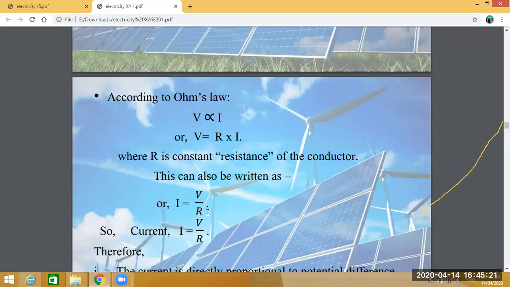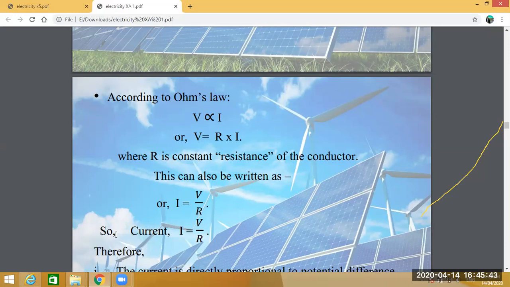This implies that for a given length and thickness of the conductor, R remains constant, provided the temperature of the conductor is kept constant. Then the electric current is directly proportional to V. I is proportional to V if R is kept constant.